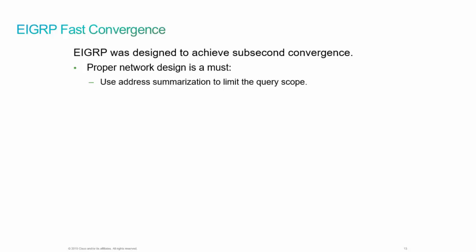If we have more specific addresses there in our routing table, every time we lose a specific network, then we have to query for it unless we have a feasible successor. So that's actually another method to our network design, is to make sure that we have at least one feasible successor. See, by giving us a feasible successor, we can achieve that sub-second convergence because we don't have to go looking or querying for another path to a destination that we've lost.